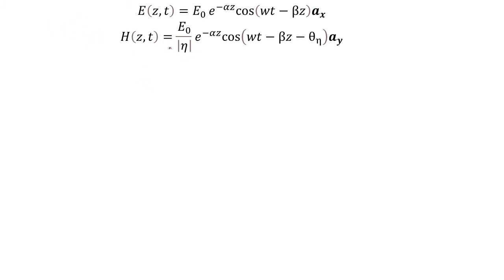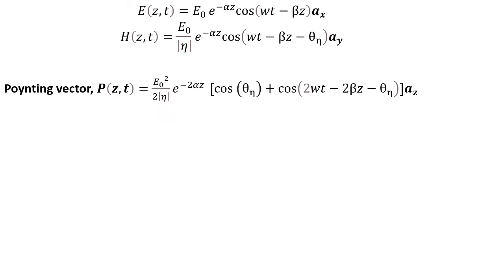So let's move on to the next. To get the Poynting vector, you have to multiply E and H. It is E cross H. How can you take the cross product of these two? One is AX, another is AY. So AX cross AY will be AZ. As it is a vector only in one direction, after getting the direction, you can directly multiply the magnitude. So on multiplying the magnitude, you get E0 square by eta, e raised to minus 2 alpha z into cos A into cos B.